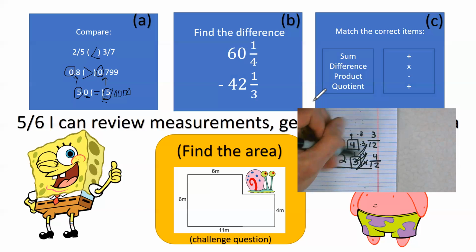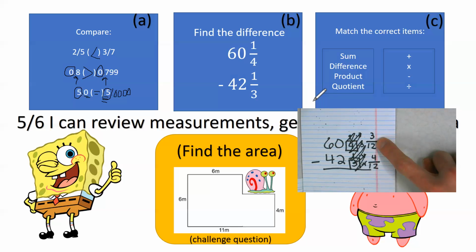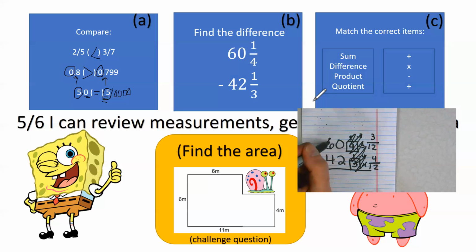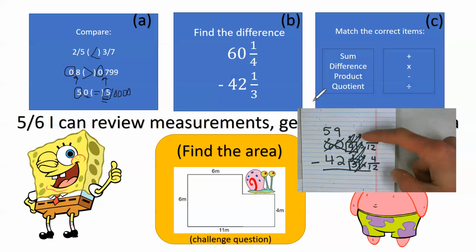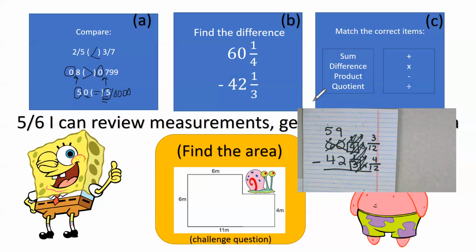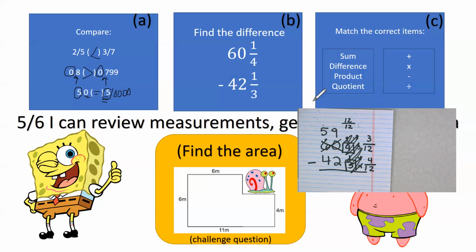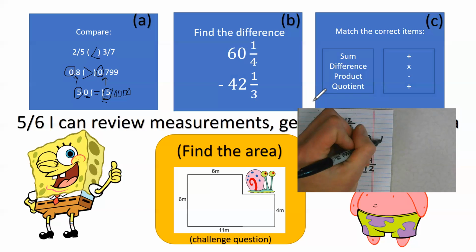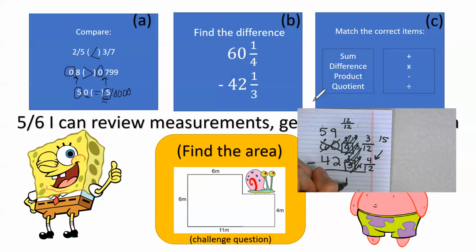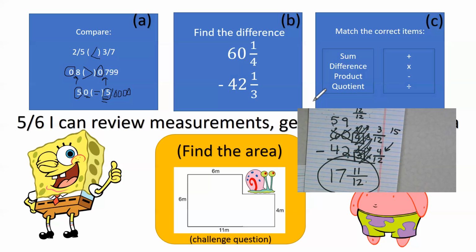Now we're kind of done with these. If I have 3, I lose 4. That's illegal. So we have to go to the 60 and say, what up, 60? I need one of you. A lot of people want to put a 1 in front of the 3 and say, okay, now we have 13. Don't do that. That whole's not worth 10/12. That whole's worth 12/12. So you actually are giving 3 12 more, so it's 15. And 15 minus 4 is 11. It's 11/12. 9 minus 2 is 7. 5 minus 4 is 1. Answer is 17 and 11/12.